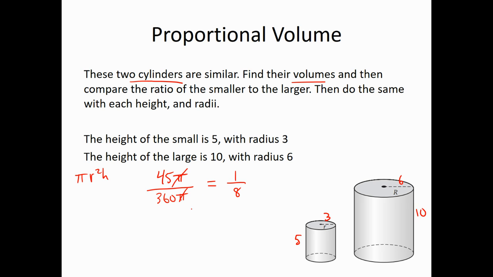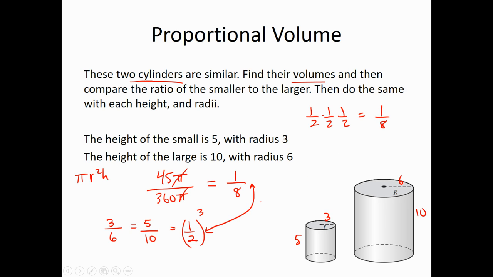and 45 goes into 360 exactly 8 times. So then if we compare the small radius to the large radius, we see it's the same as the small height to the large height, which is 1/2. Okay, maybe you noticed this halving relationship or doubling relationship, but if we compare these numbers, they're not just 2 times each other. It's actually this value times itself 3 times, because 1/2 times 1/2 times 1/2 is 1/8.